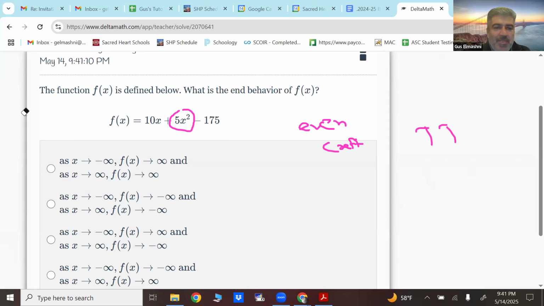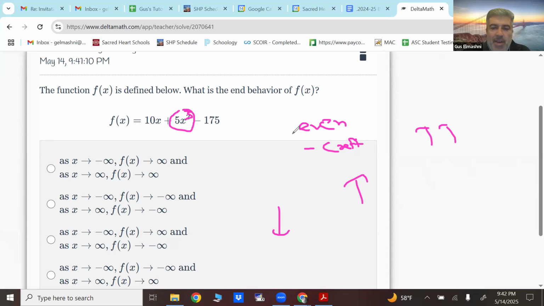Odd. Usually liberals and conservatives are at odds with each other. So if it's like 5x cubed, then the far right's going to be positive. The far left is going to be negative. I can't really think of a good political explanation for that one.